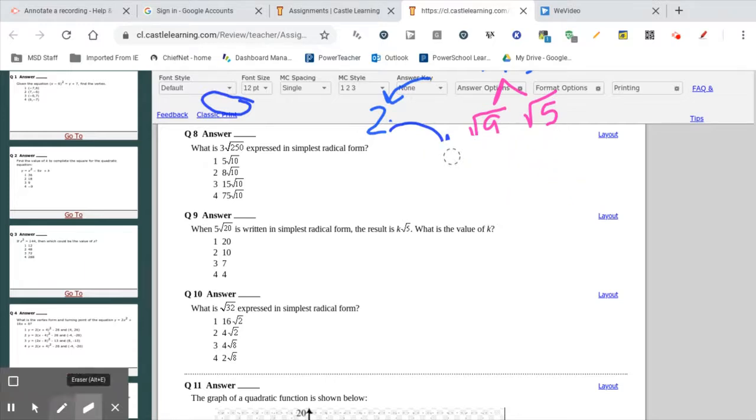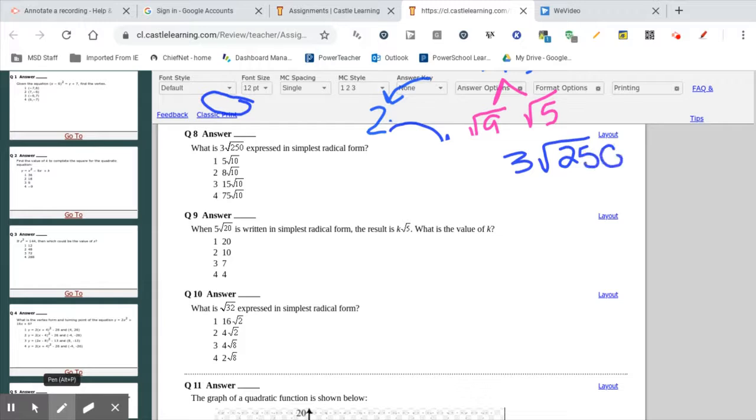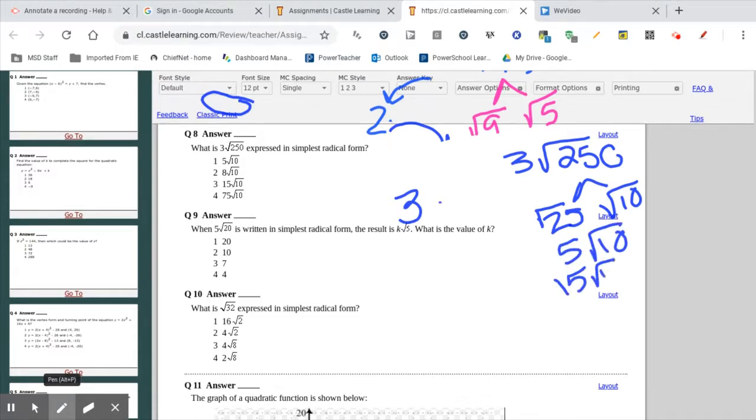Okay, number 8. What is 3 square root 250 expressed in simplest radical form? So we have 3 square root 250. Same thing as before, let the 3 hang out on the side, and let's simplify our square root of 250. Now the two numbers that multiply to 250 are 25 and 10. 25 is the perfect square, so that becomes 5 square root 10. 3 times 5 is 15, so we get 15 square root 10. And that's option number 3.